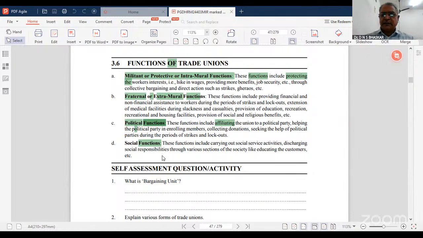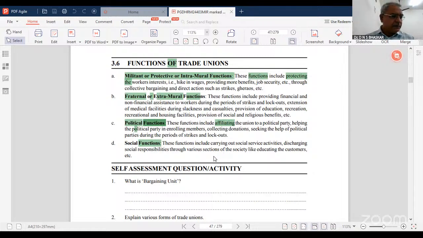That is protection of high wages, providing more benefits, job security through collective bargaining and direct action, such as strikes, gheraos, etc. And extramural functions are there. The extramural functions include extension of medical facilities during sickness and casualties, providing education, recreation, and housing facilities. Then political functions are also there.